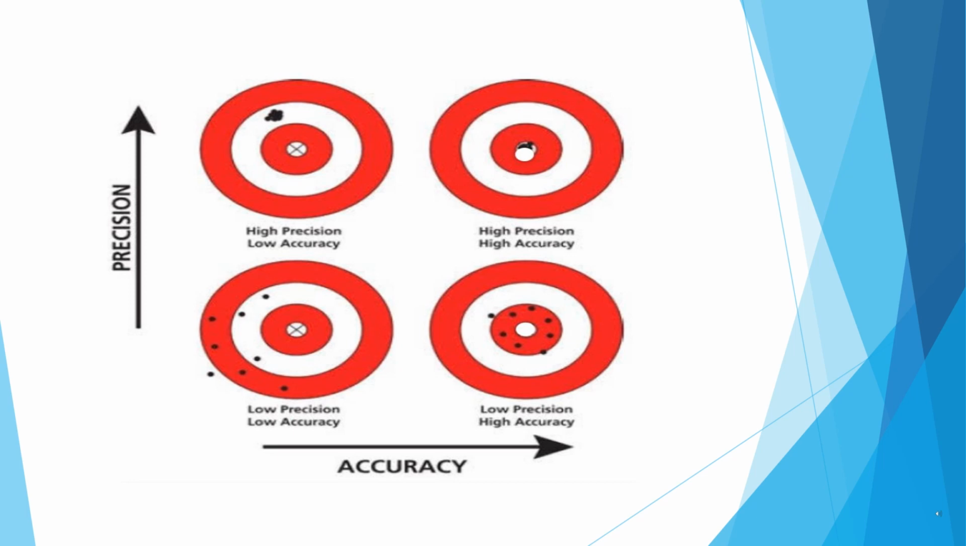Figure number 1 shows high precision and low accuracy, in which all results are close together but not consistent with the true value. Figure number 2 shows high precision and high accuracy. All the points are close together and average around the true value. Figure number 3 shows low precision and low accuracy. This is neither precise nor accurate.